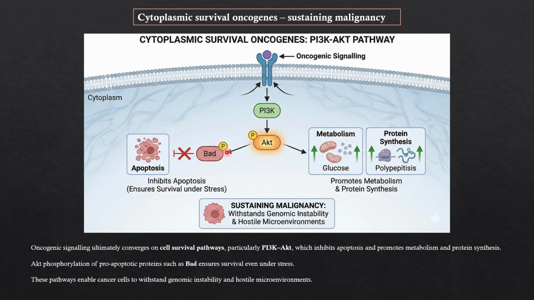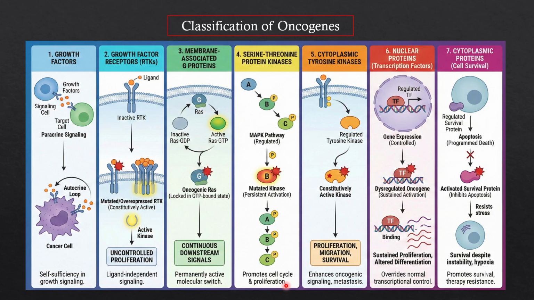Next, the cytoplasmic survival proteins of the oncogenes, the PI3K and AKT pathway. Oncogene signaling ultimately converges on cell survival pathways like PI3K and AKT, which inhibit apoptosis and promote metabolism and protein synthesis. AKT phosphorylation of pro-apoptotic proteins such as BAD ensures survival even under stress. These pathways enable cancer cells to withstand genomic instability and a hostile microenvironment.